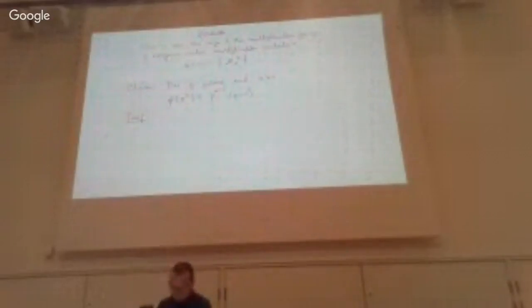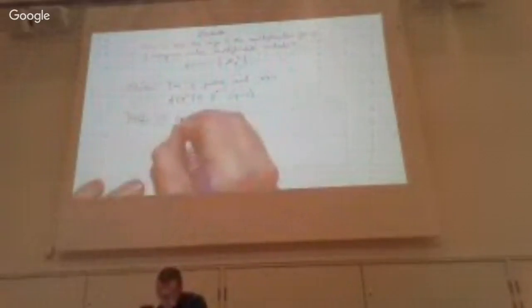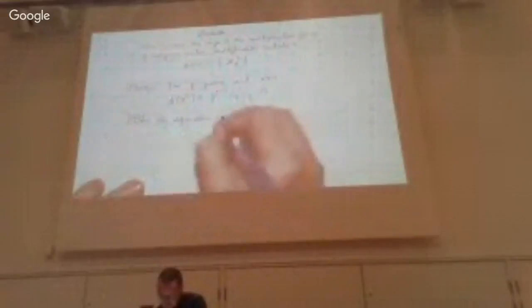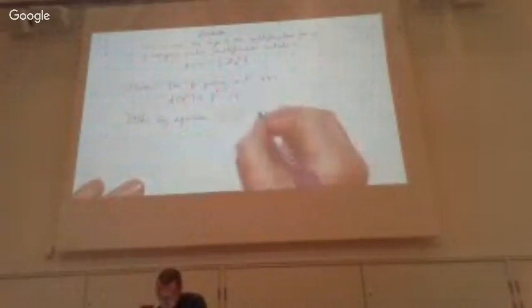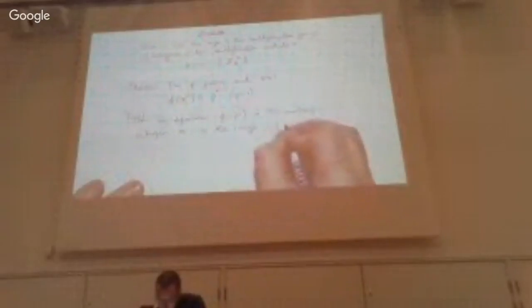Okay. So by definition, phi of p to the n is the number of integers m in the range 1 less than or equal to m less than or equal to p to the n, satisfying GCD of m and p to the n is 1. Okay?